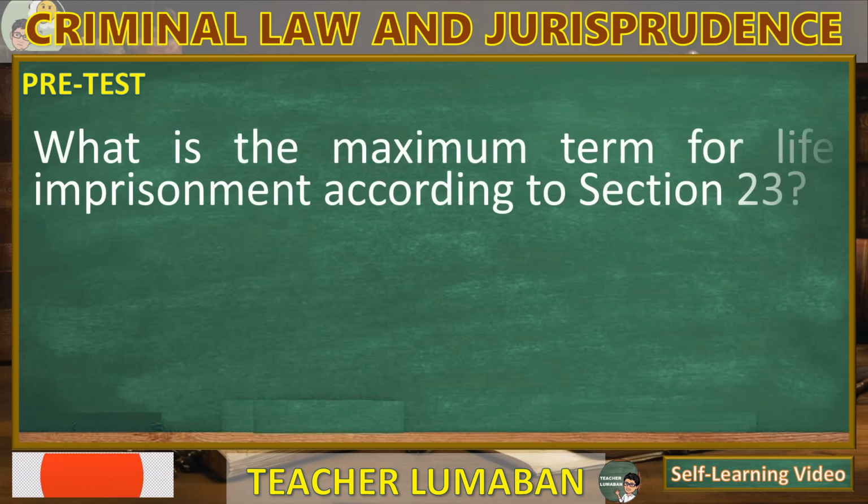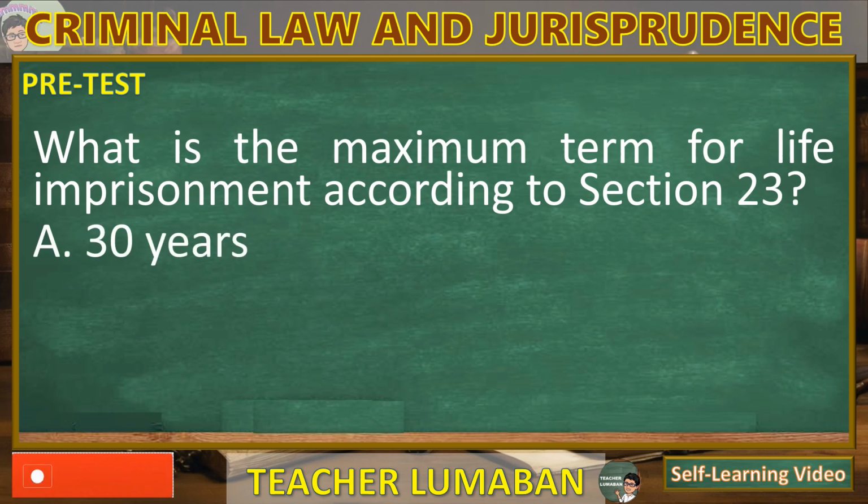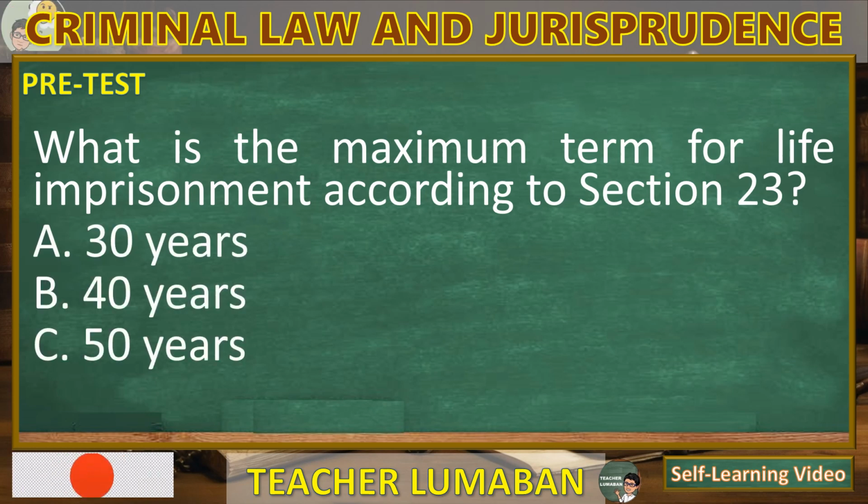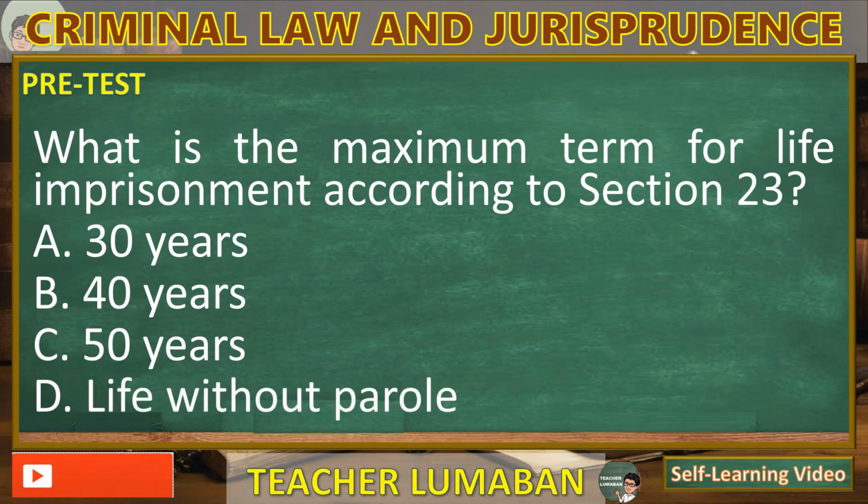What is the maximum term for life imprisonment according to section 23? A. 30 years. B. 40 years. C. 50 years. D. Life without parole.